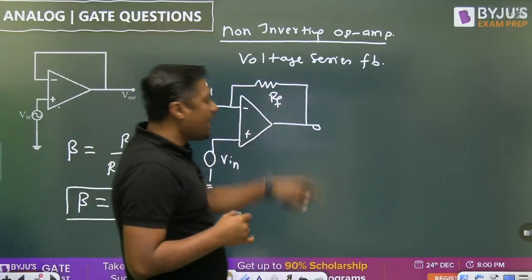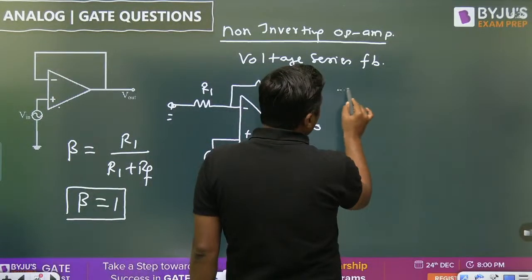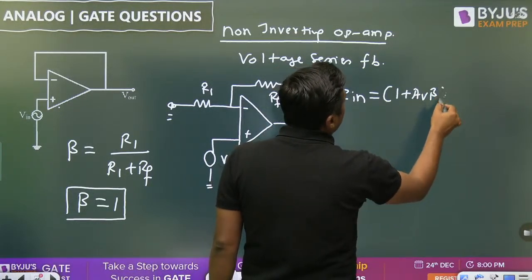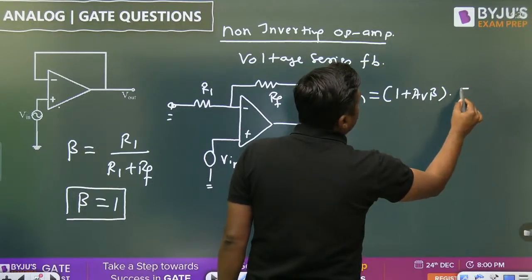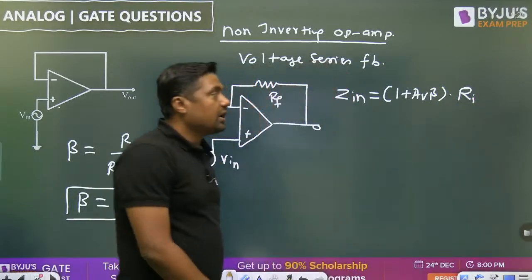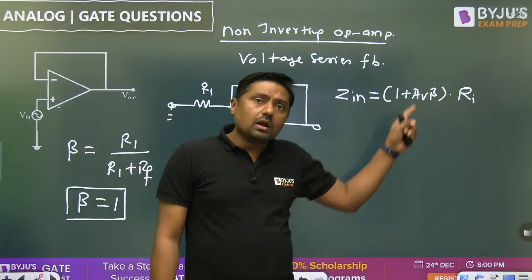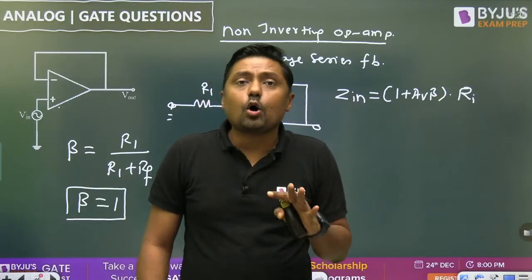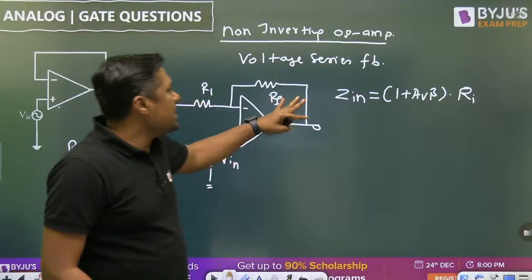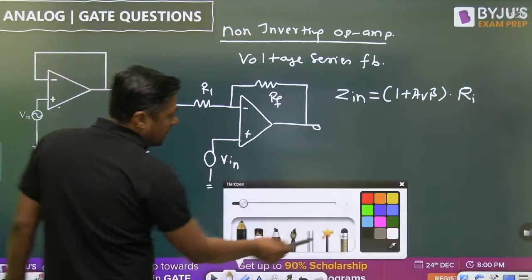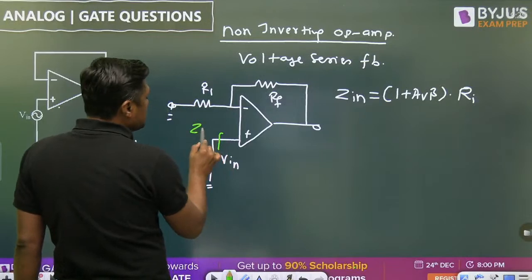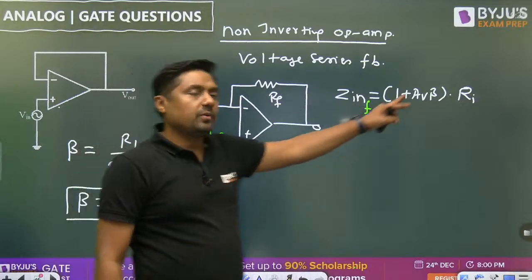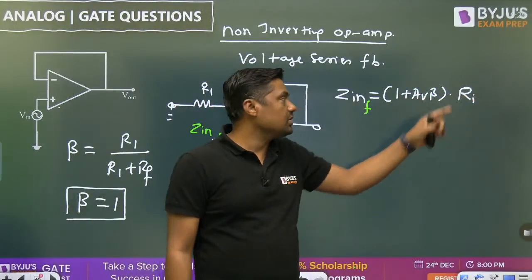Now, because of this feedback mechanism, what is the input impedance? Input impedance increases by (1 plus AV beta) into Ri. Remember, Ri, or Zi, is the input impedance of the open loop operational amplifier, or this Zin is the resistance seen after feedback. We can say this is with feedback and this is without feedback. It may be Zi or it may be Zin. So that is the factor 1 plus AV beta.